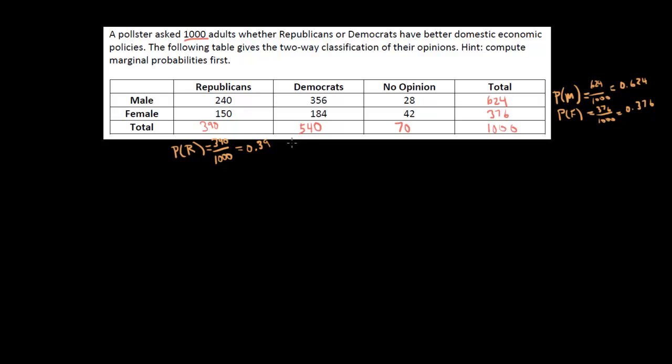We can say the probability of being a Democrat is 540 over 1,000, which equals 0.54. Again, these are the marginal probabilities. And then we'll say the probability of, let's say, NO for no opinion, that is only 70 out of 1,000, so equals 0.07. Now, those are the marginal probabilities.